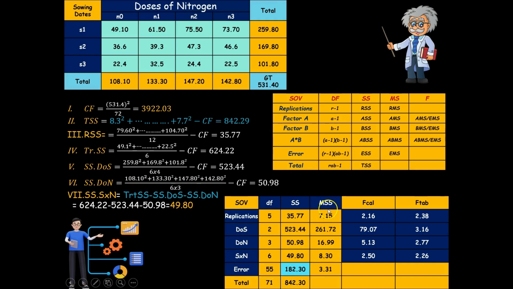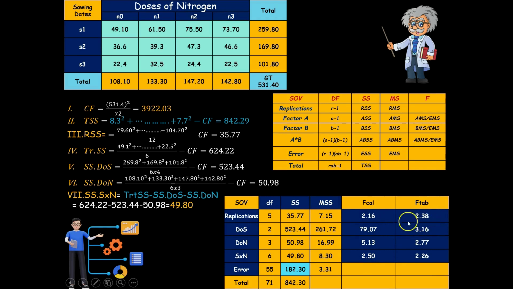So we will divide each and every mean square due to replication with its mean square due to error, mean square due to the date of sowing with this, mean square due to doses of nitrogen with mean square due to error, and mean square due to interaction with mean square error, so that we can get F.